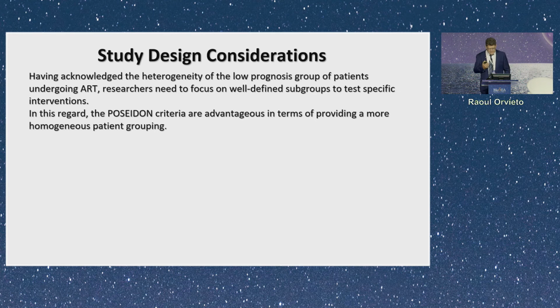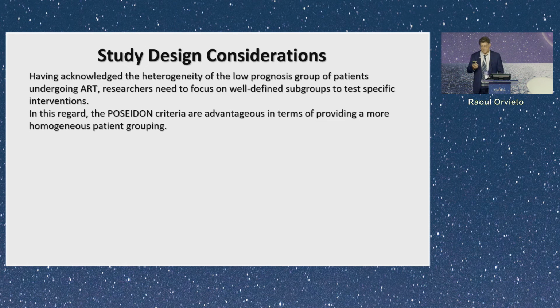What about study design consideration? Having acknowledged the heterogeneity of the low prognosis group of patients undergoing ART, researchers need to focus on a well-defined subgroup for test-specific intervention. In this regard, the POSEIDON criteria are advantageous in terms of providing a more homogeneous patient grouping.